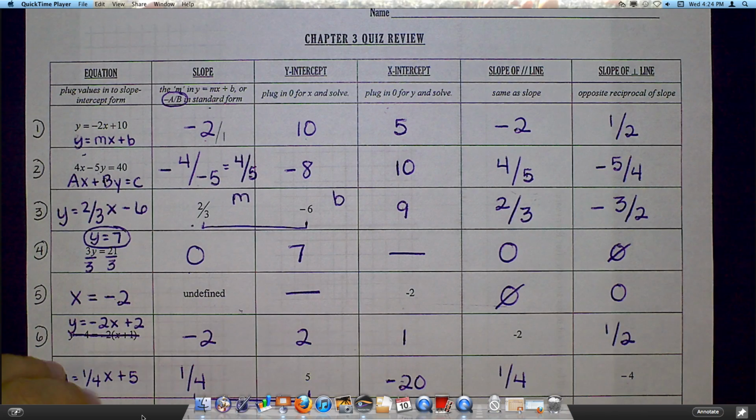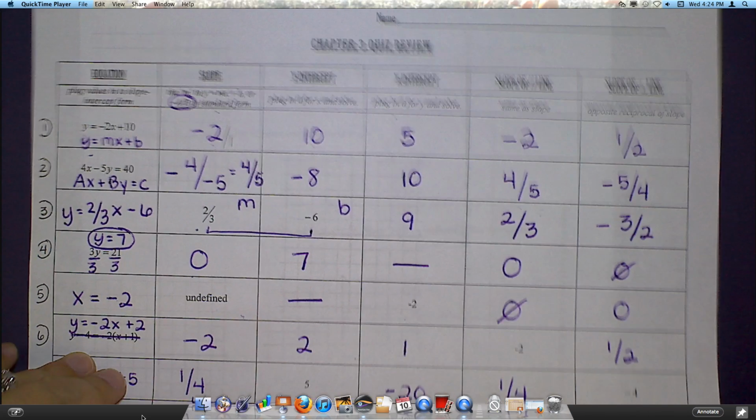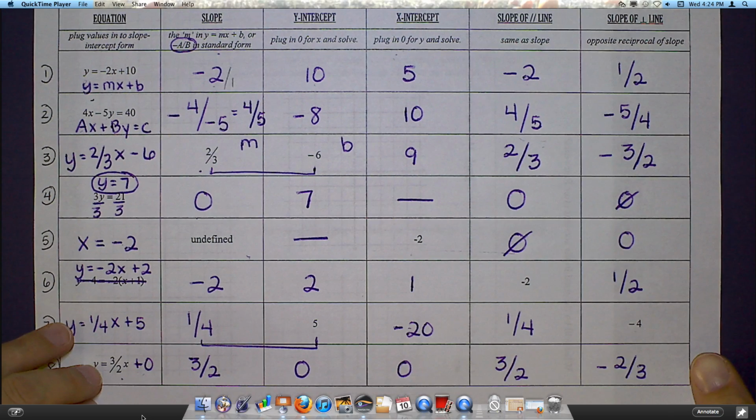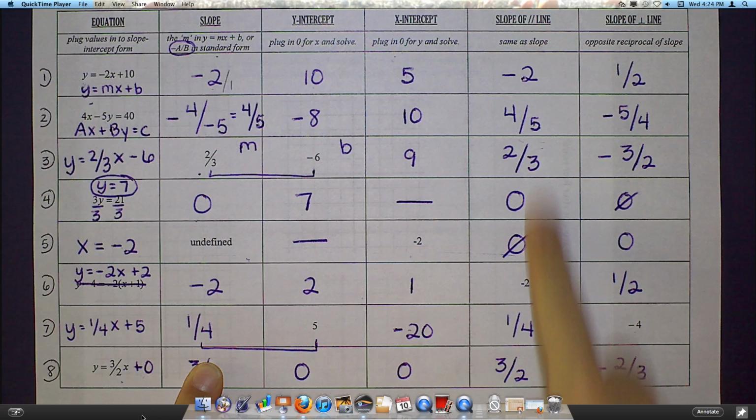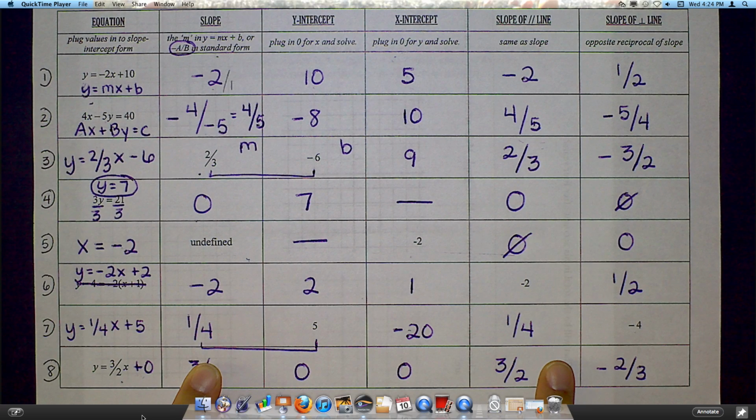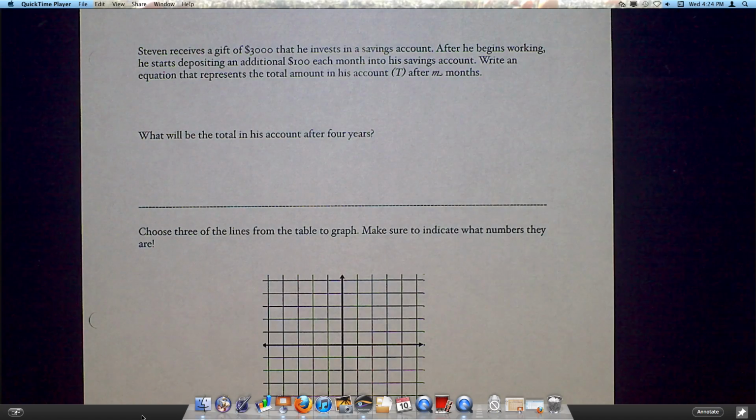In fact, if you look at this entire table, you should see that the slope column matches the parallel line column exactly. Okay, these should match up entirely. So I just wanted to clear that up in case anyone was still wondering about that one in the first video. Okay, here's the back side of the quiz review.